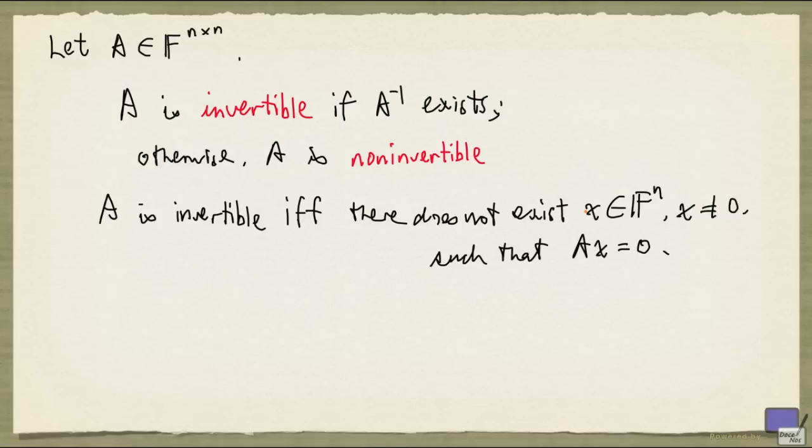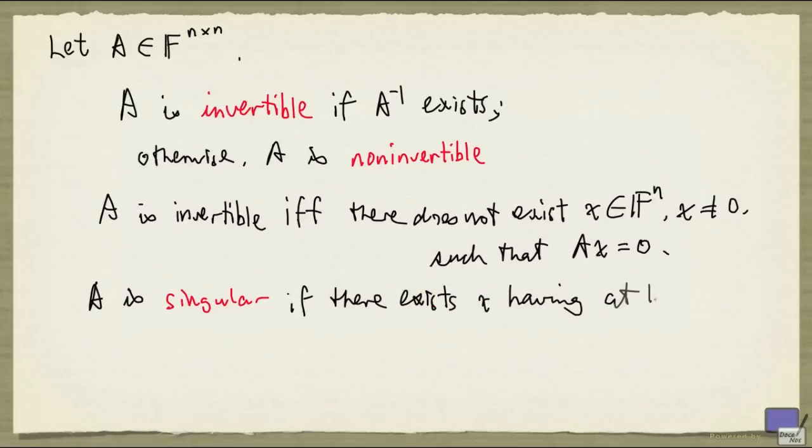Now, this condition here doesn't really require F to be a field. And so we can define the notion of a singular matrix as follows. We say A is singular if there exists x having at least one non-zero entry, such that Ax is equal to 0. And a matrix that is not singular is said to be non-singular. So if A is a matrix with entries defined over a field, the notions of singularity and non-invertibility are the same. So such a matrix is invertible if and only if it is non-singular.